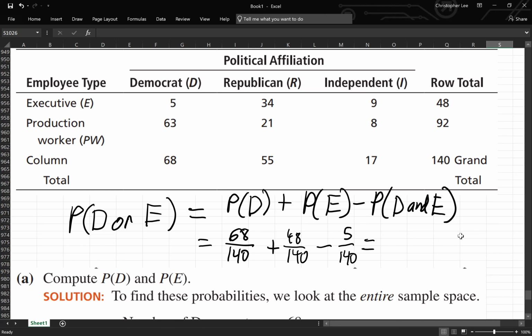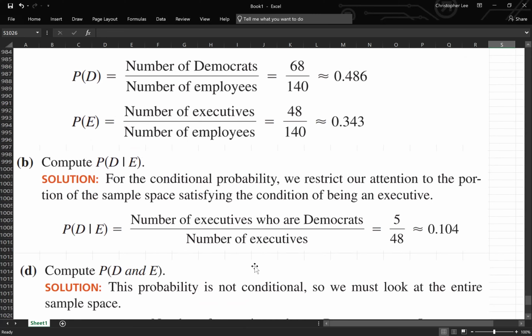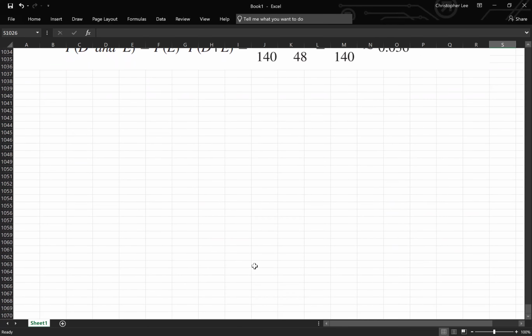And then just a little calculator. 68 plus 48 minus 5, what's that? 111 over 140. And that's it. Questions on this? I bet. So we're all going to get 100 on the contingency table, right? In my opinion, this is the easiest question on the whole final. Don't get it wrong. The OR formula, always. Real quick, let's talk about this, then give y'all another example.